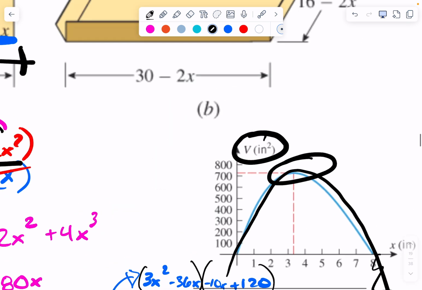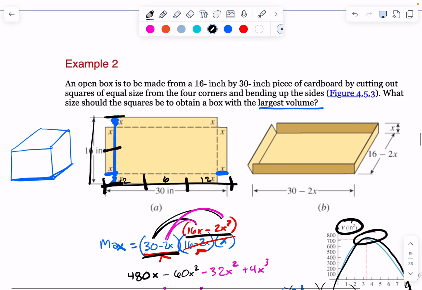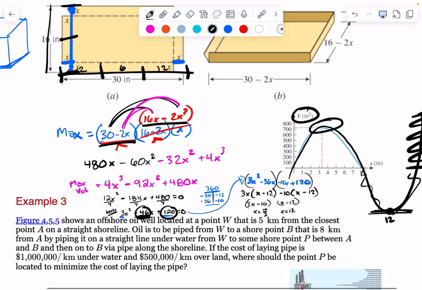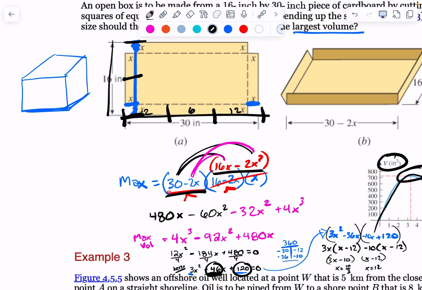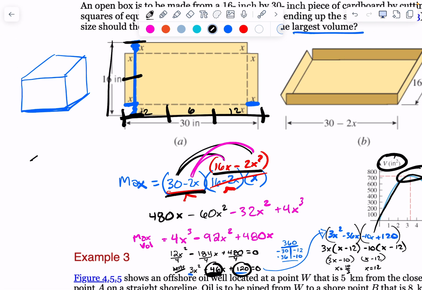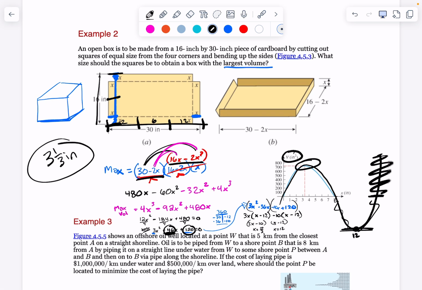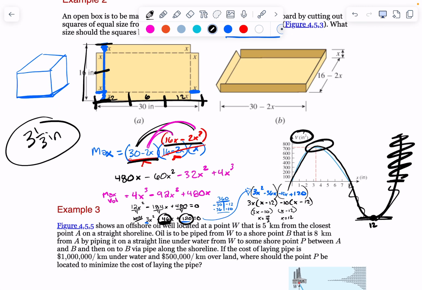10 thirds has to be my x, and what should the sides of the squares be to obtain a box with the largest volume? 10 thirds, or 3 1/3 inches to notch out. 3 1/3. And they don't even ask for the volume. We could figure out the volume from there. So we just say 3 1/3 inches is what we're notching out. Like that.